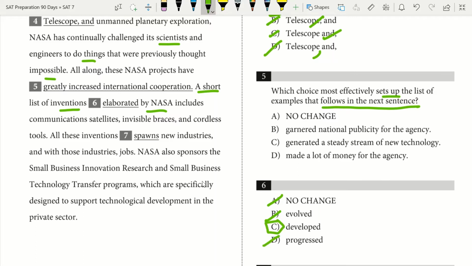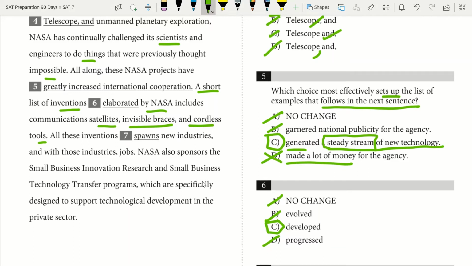They are projects that are developed or inventions that are developed by NASA. Includes communication satellites, invisible braces, and cordless tools. Okay, what are those examples of? Well, they're not examples of international cooperation, okay, so we can get rid of that. Garnering national publicity for the agency, not really. That's not really what we're looking at here. Communication satellites and invisible braces, are those new technology? Is that forms of new technology that they are generating? Yes. Okay, those are new forms of technology that are generated by NASA. There are multiple of them, or in other words, a steady stream of them. So our correct answer there should be C, and it doesn't say anything about them making a lot of money, so D would be incorrect there. So 5 should be C.